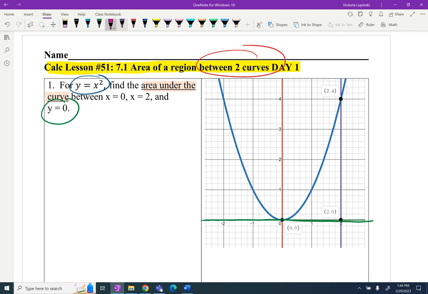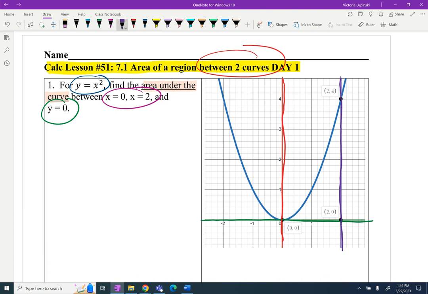Then notice you have each of these x's. X equals 0. That is this red vertical line. And x equals 2. That is this purple vertical line. So again, in another life, you would have had to graph all this on your own, but to save time, I graphed it for you, so you're welcome.